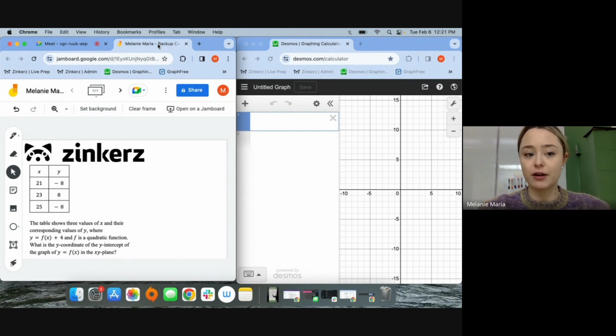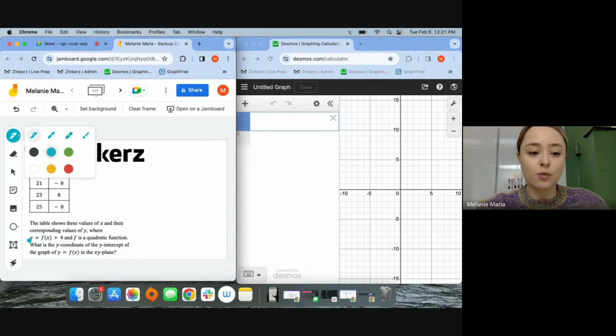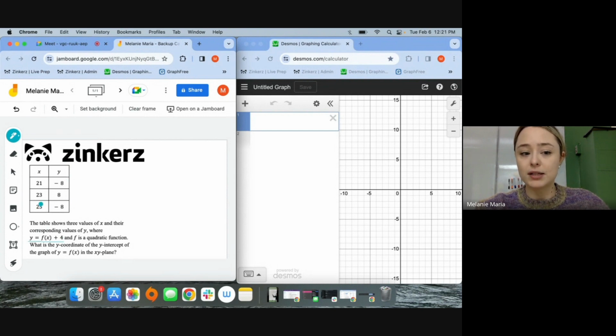Lots of information here in this question. Let's start by underlining a few of the most important pieces. So first thing I notice is the fact that we have values for y equals f of x plus 4. So these three xy coordinates here are for y equals f of x plus 4. The question is asking us for the y-intercept of y equals f of x. So whatever y-intercept I can find with these 3 points, I'm going to have to subtract 4 in order to give me the y-intercept of y equals f of x.